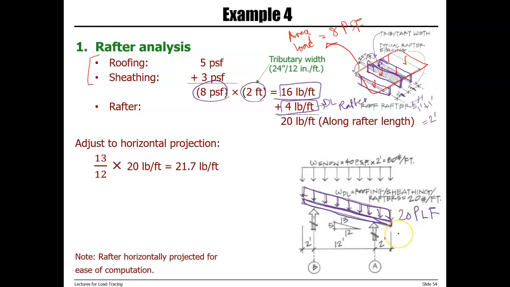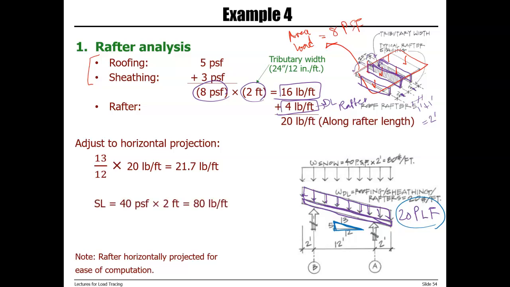We need to adjust this load from along the slope to horizontal projection. And the roof pitch was 5 to 12. So we have A equal to 5, B equal to 12, and C equal to 13. So we multiply 20 PLF, which is along the rafter, by the adjustment factor, which is 13 divided by 12, and then we get 21.7. And that's the load on a single rafter on the horizontal projection.